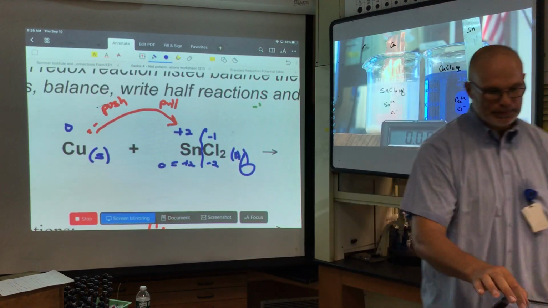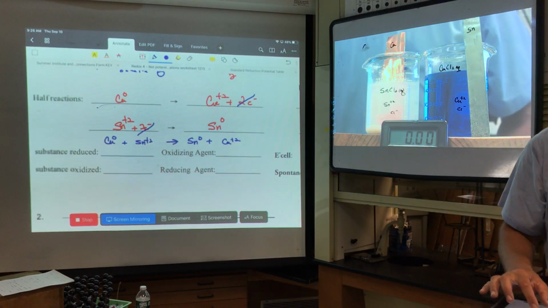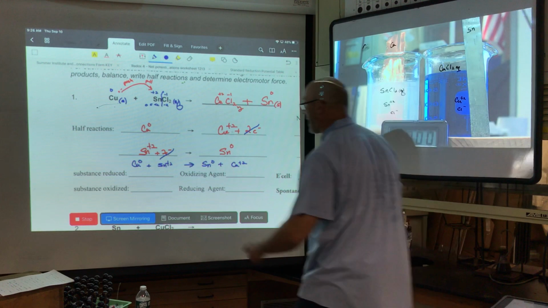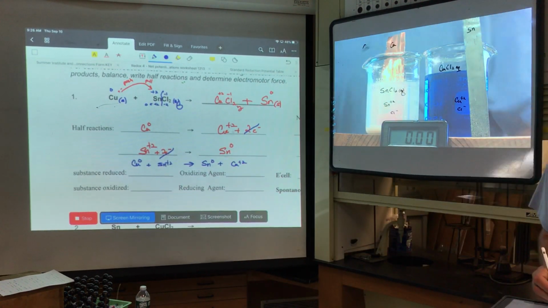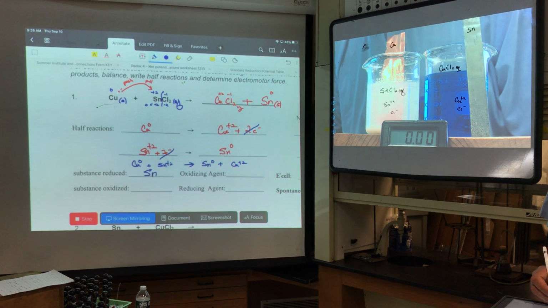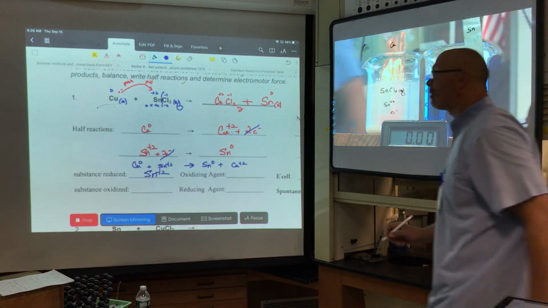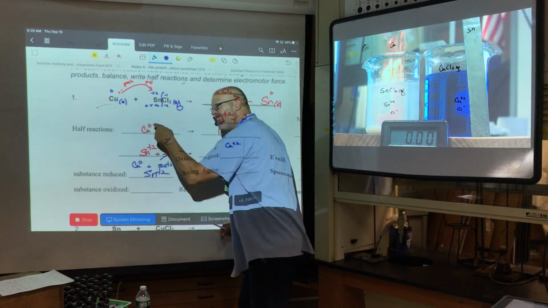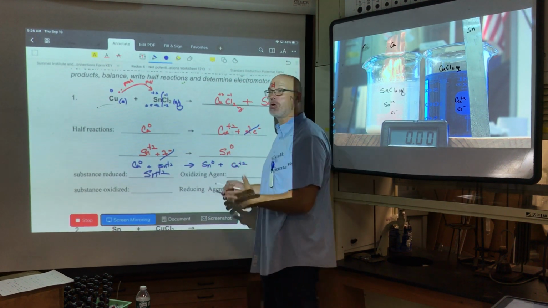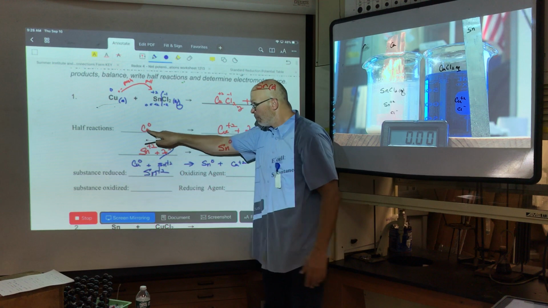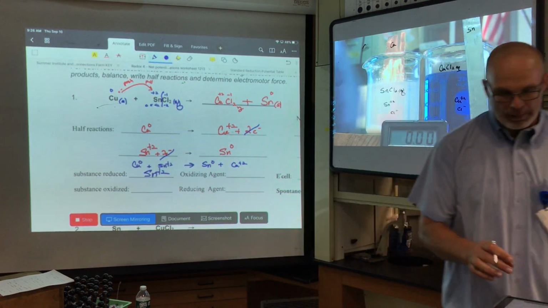So, party people, who got reduced? Who specifically gained 2 electrons? Tin plus 2 did. Who specifically lost electrons? Copper. You can say copper 0. Now, if you meant to say copper plus 2, you've got to say that, but that'd be wrong. The players are on the reactant side.